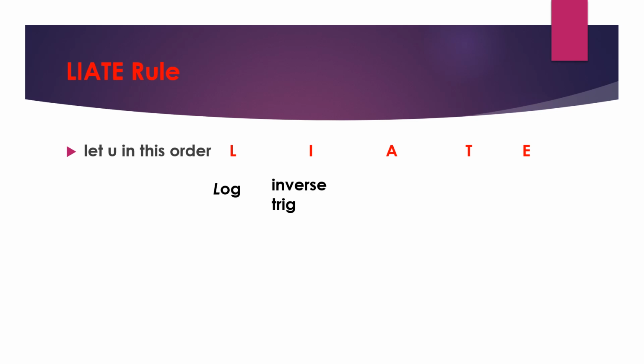Now we know the formula, but you may ask, how do we know what to choose for u and dv? With u-substitution, you looked for one function inside another. For integration by parts, we use the LIATE rule. What is the LIATE rule? Let u be chosen in this order: L, I, A, T, E. L stands for log, I stands for inverse trig, A stands for algebraic, T stands for trig, and E stands for exponent.